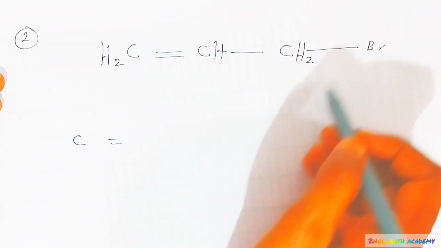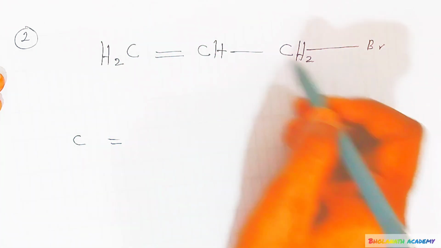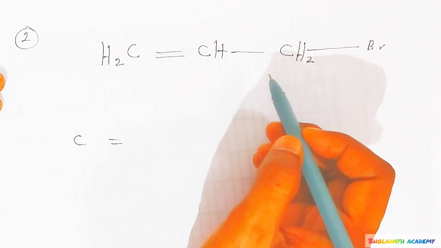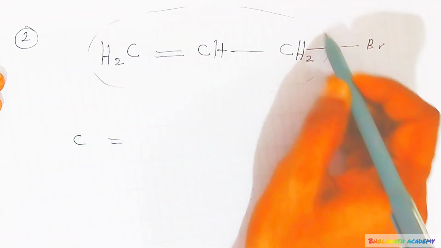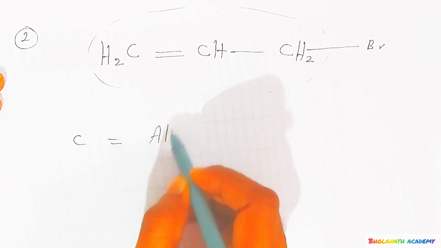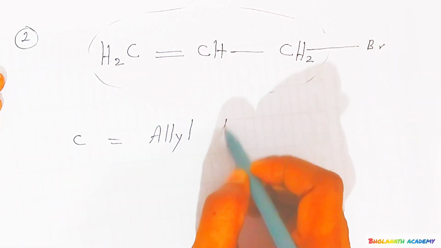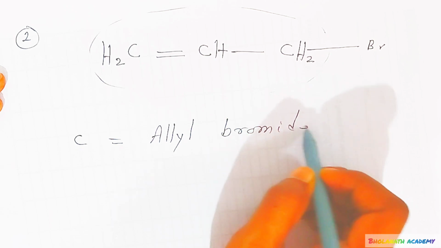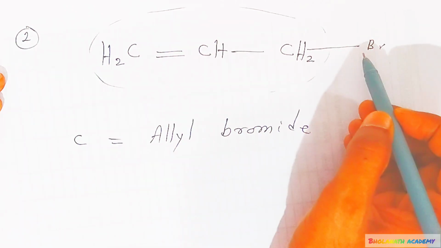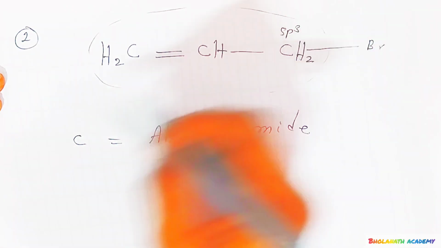So we will write which type of alkyl. Now since it is an alkene, with a carbon-carbon double bond, students, mostly we represent this as allyl. This is also called allyl, and this is bromine. Halide is bromine, so bromide. So allyl bromide is nothing but this, this way you can write, where the bromine is attached to the sp3 hybridized carbon.